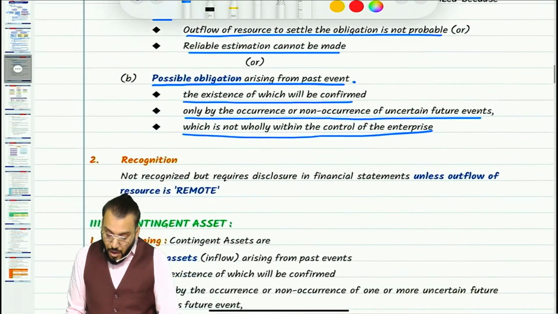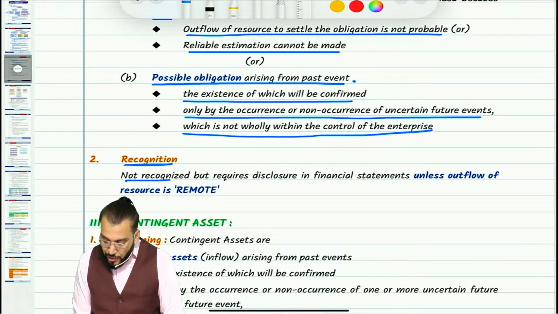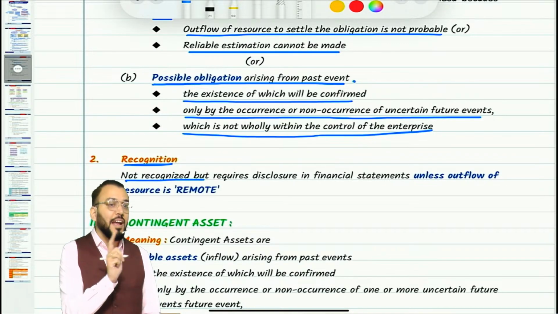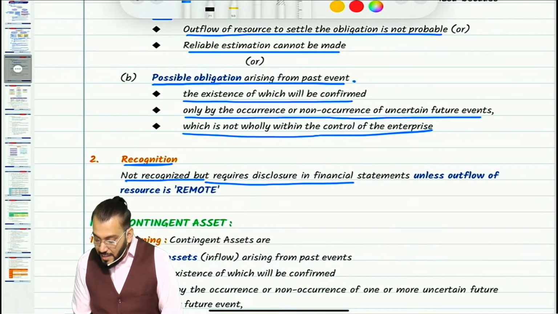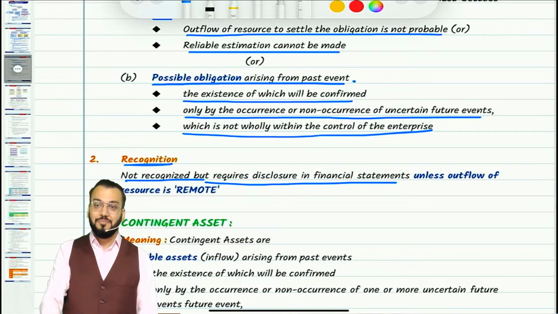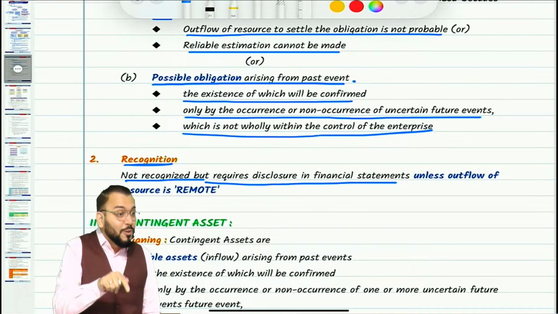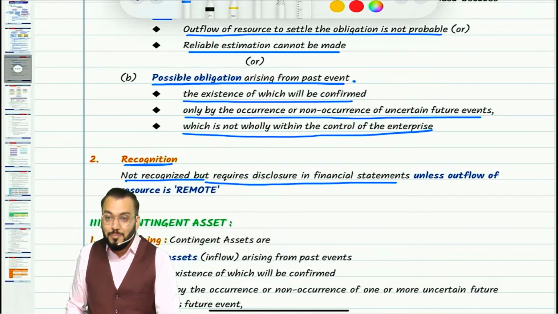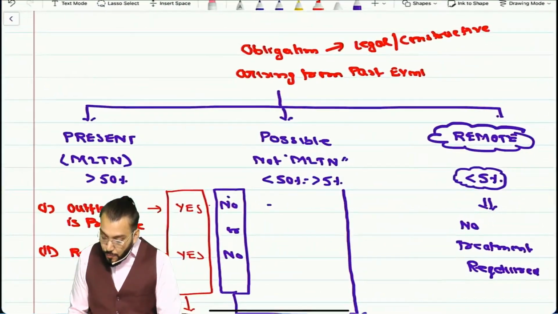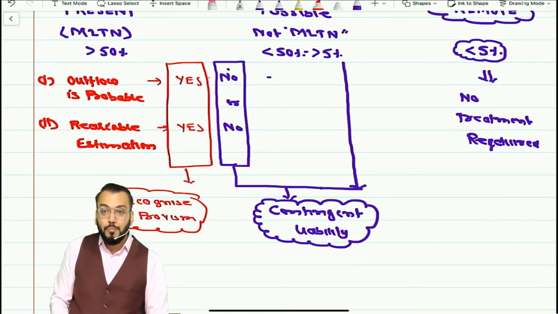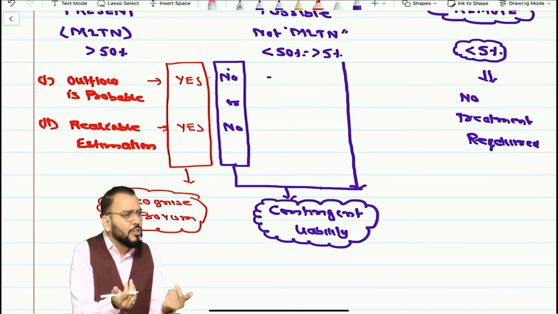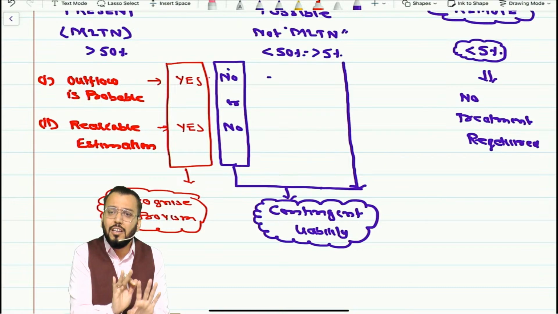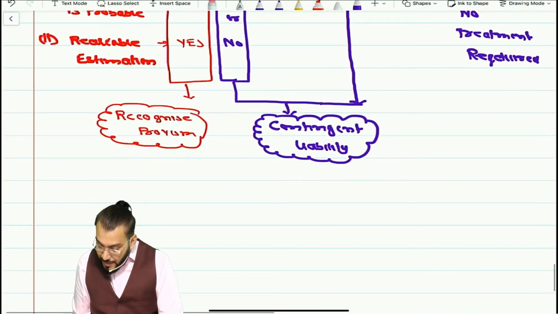Now, of course, we know that we are not supposed to recognize provision. We will not recognize contingent liability, but require disclosures in the financial statement, unless outflow is remote. Can I say in this case outflow can be either probable or not probable. But if outflow is remote, then no treatment, because it becomes immaterial. So we don't apply Ind AS or AS on immaterial transactions. So contingent liability unless what?